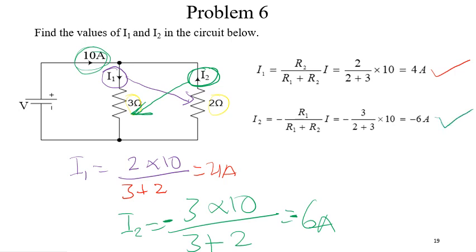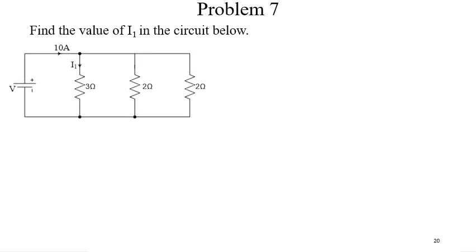So I think we should be good now. I'll take our last example for this series, then we are good to go. Our last example, problem 7. With problem 7, they said we should find the value of I1 in the circuit.